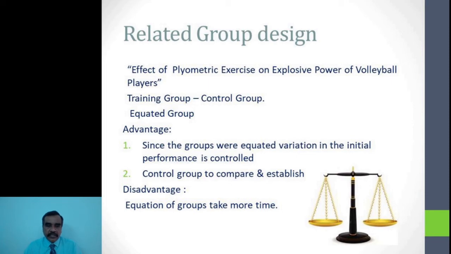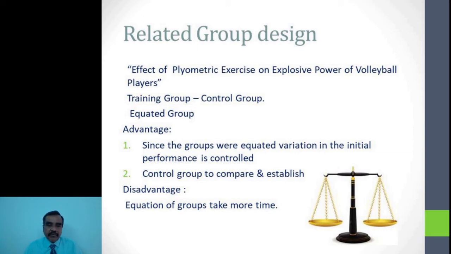So, advantages. Since the groups were equated, variation in the initial performance is controlled. So there are no other influences, because both groups are equal at the start of the experimental training. There is a control group to compare, so you can authentically say whether your training improved the explosive power or not.